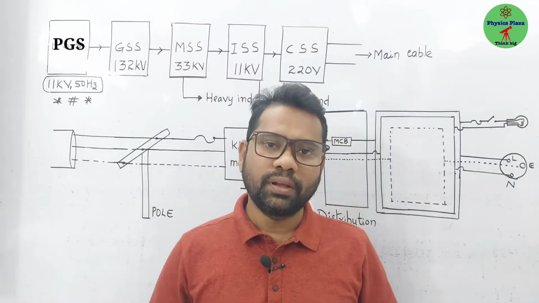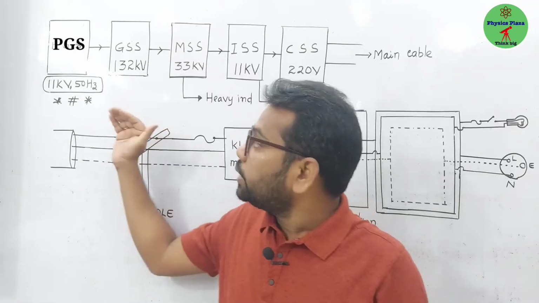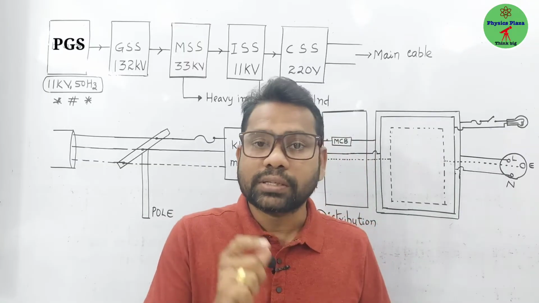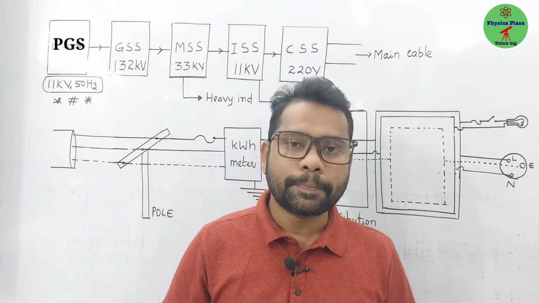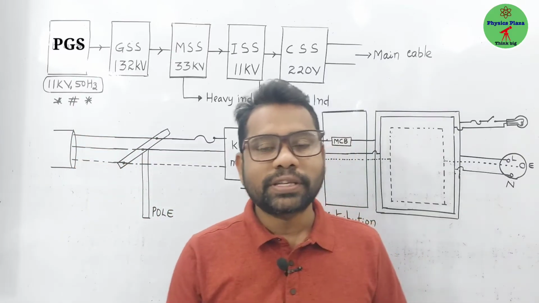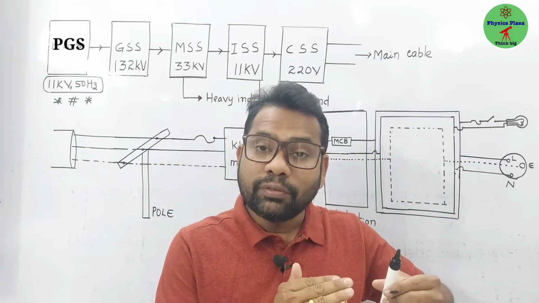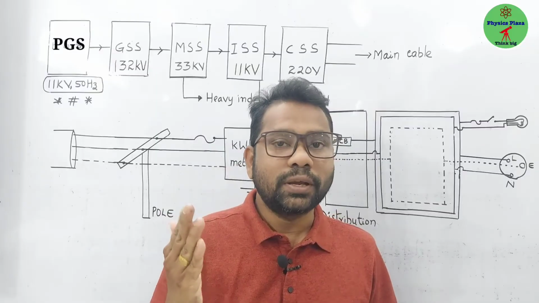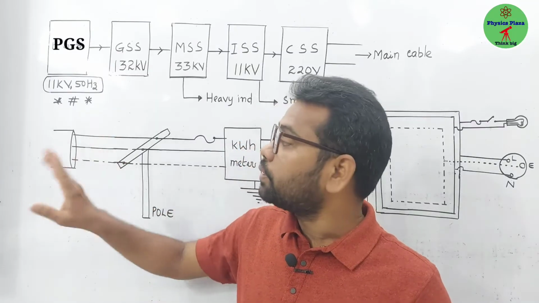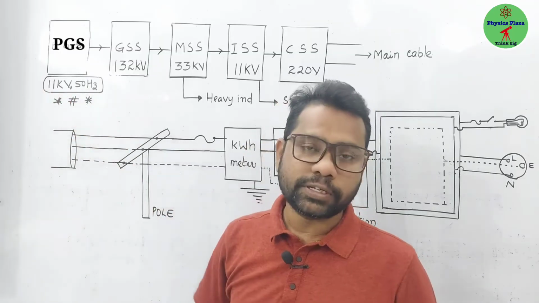But here the question is: why not more than 11 kV? Children, power with more than 11 kV causes insulation problems. Then why not less than 11 kV? Already we discussed, low voltage involves high current which causes more power loss. Is it clear? That's why we generate power at 11 kV, 50 hertz.